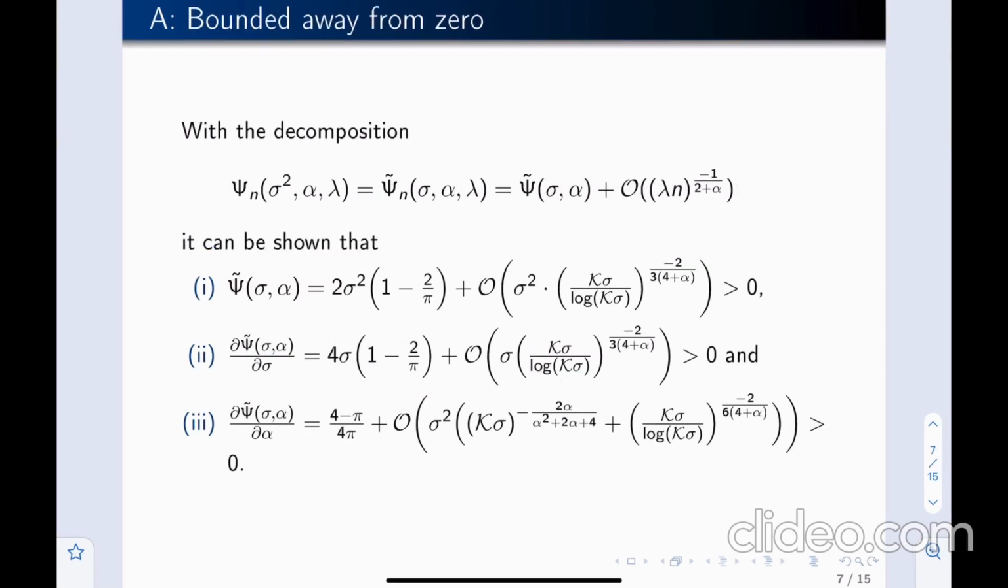The proof that the function psi, as well as its first derivatives, are not close to zero is very technical and lengthy. Therefore, I do not want to go into it further in this talk. I've listed the main results briefly. Only these constants are important so that we do not reach zero.